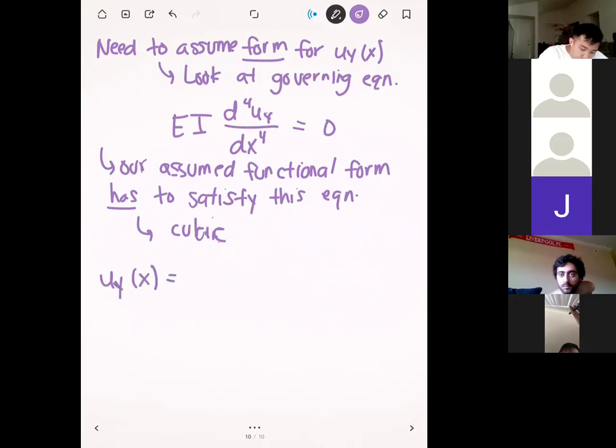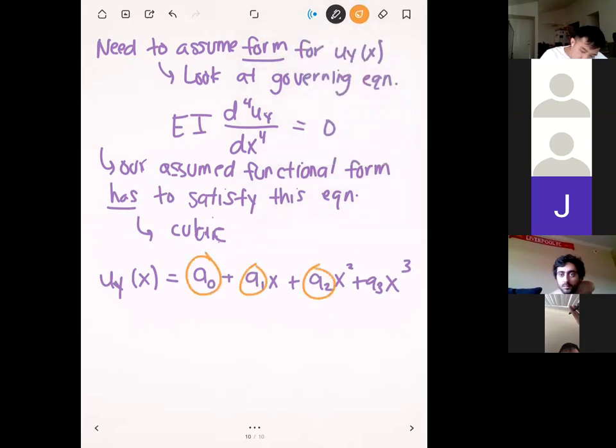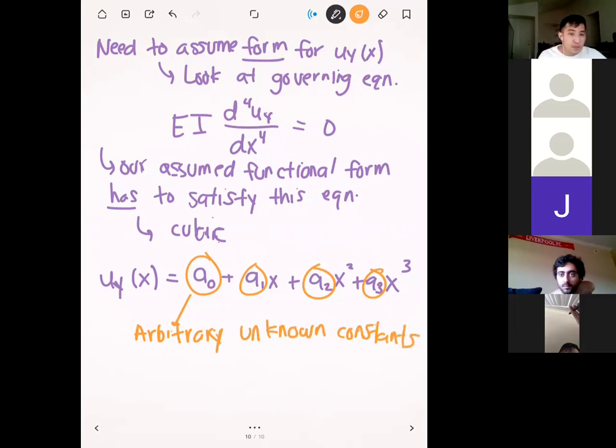The most generic form for a cubic polynomial looks like this. We have a0, where a0 here is just a constant, plus a1x plus a2x squared plus a3x cubed. In this equation, these a's right here are arbitrary unknown constants. So we don't know them yet. But basically this form is just the general form for a cubic polynomial.